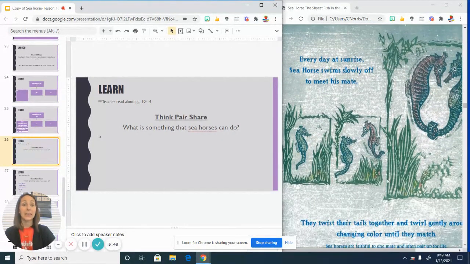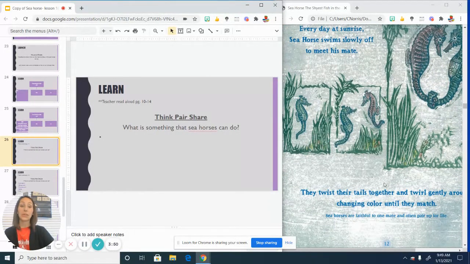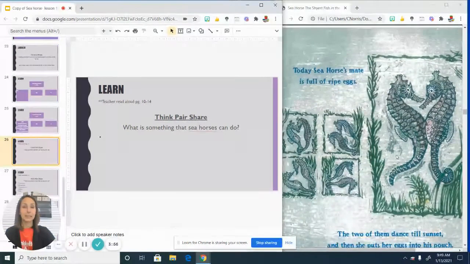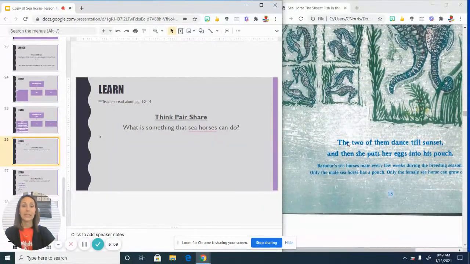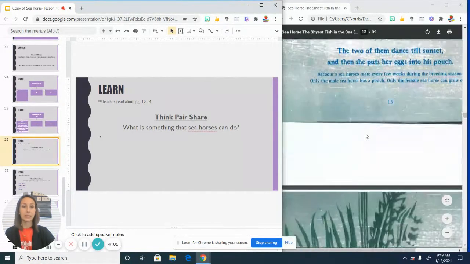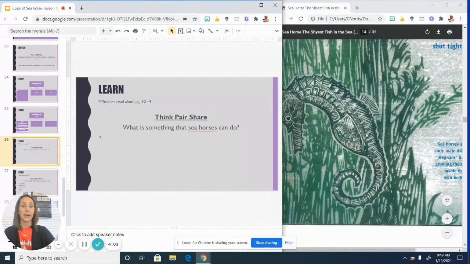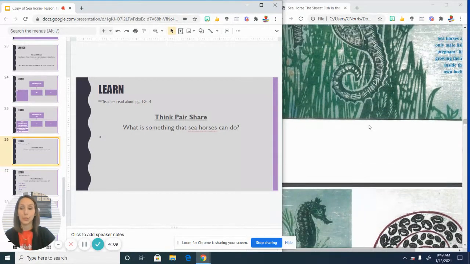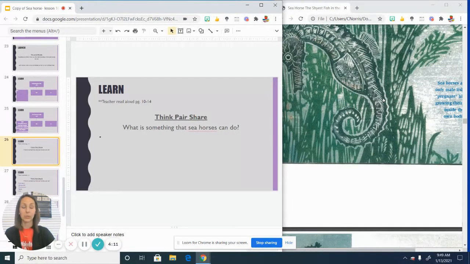They can swim off and twist their tails together and almost do a dance with their mate. And we can see that, again, they do the dance and seal the pouch. So these are all things that the seahorse can do. And then the next section of the book, of course, goes a little bit more into how the babies are born and that whole part of it.